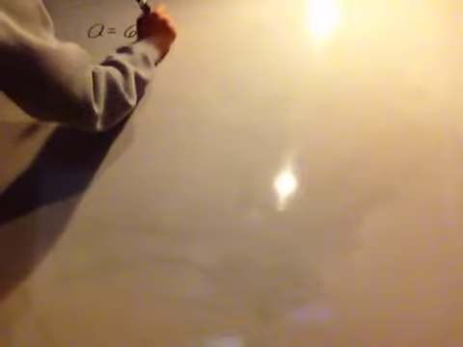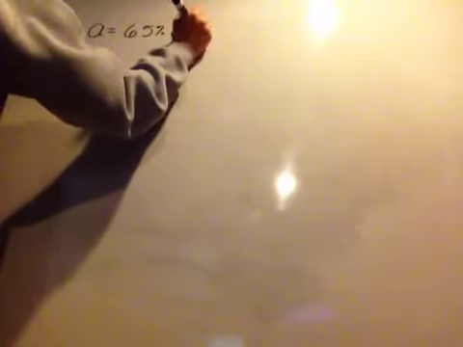So finding a commission. A car salesperson earns a 6.5% commission on every car sold. The salesperson sells a car for $23,000. What is the commission? So we want to know what 6.5% of 23,000 is. So A equals 6.5% times 23,000.